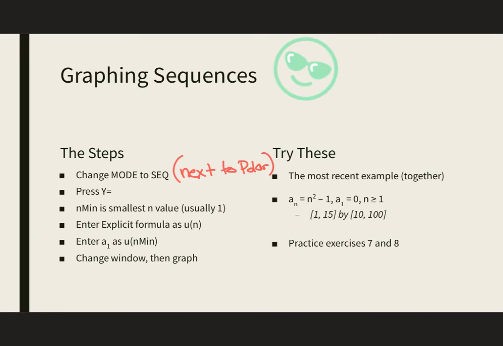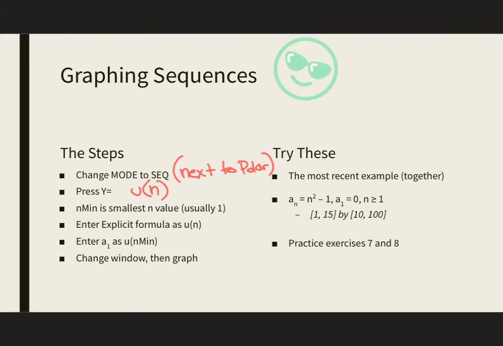Next up, we're going to press Y equals, and you'll get a screen that looks very different than your normal function mode version. You should see u of n, and that's the notation for our sequence function, basically. Above that, it says n min, and if yours says 1, that's great. That's usually what we want. We usually start from the first term. That's the minimum of n. Usually we don't do 0 unless we're in calculus or something.